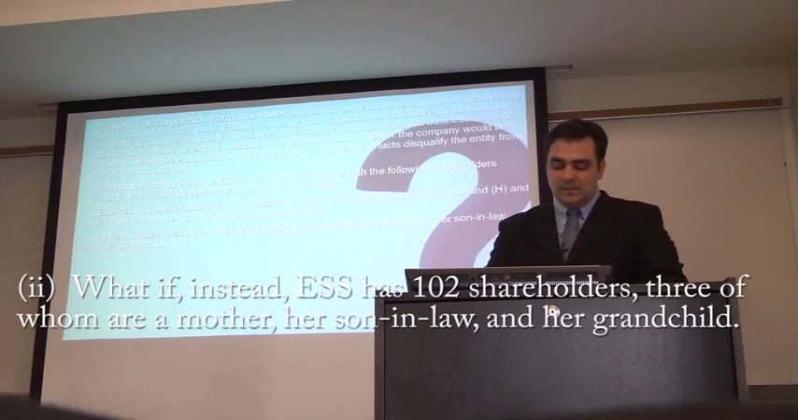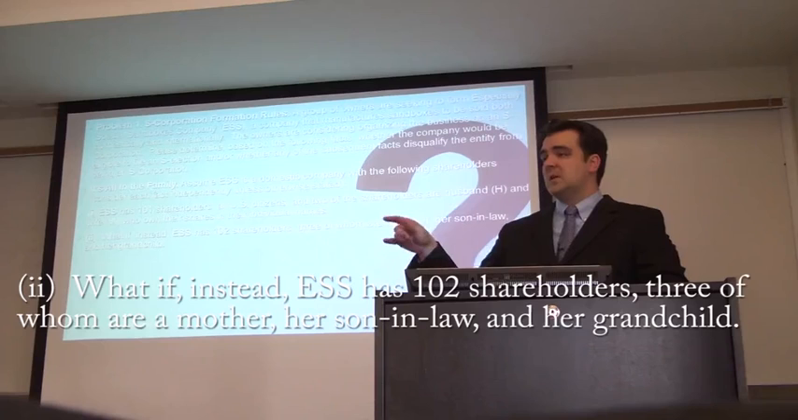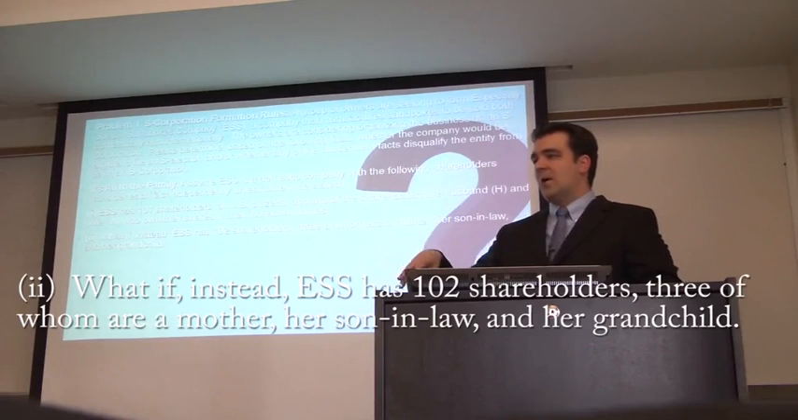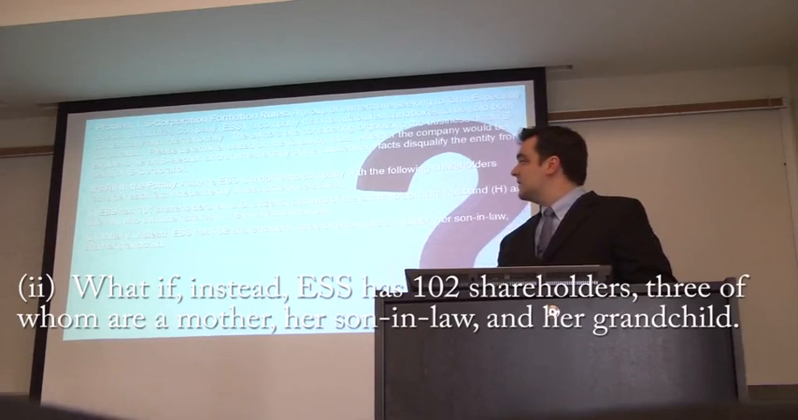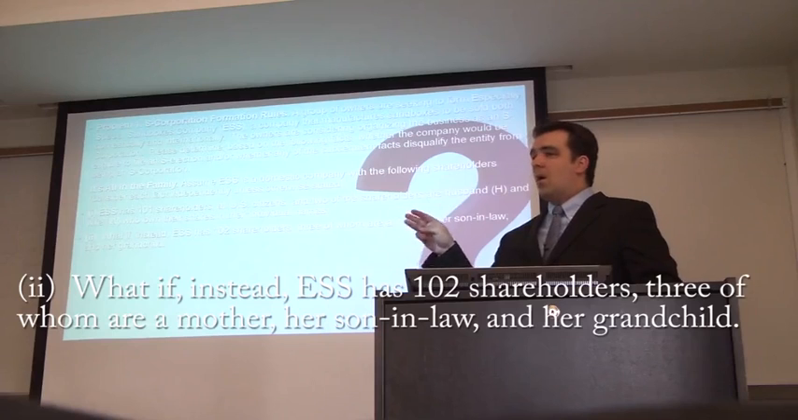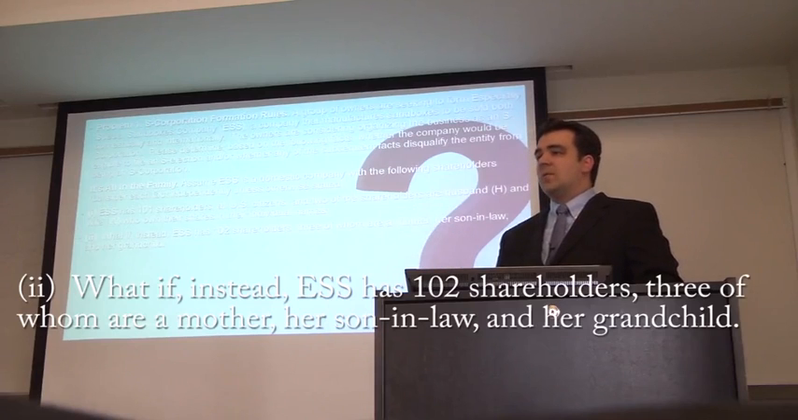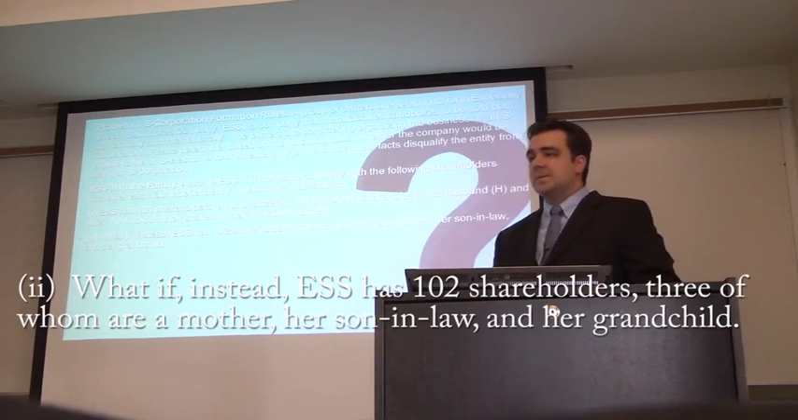So just repeating that, the family attribution rules bring in the grandmother and all of the grandmother's descendants plus spouses of the descendants. And so in this case, grandmother, granddaughter, and son-in-law are all considered to be one shareholder for purposes of this.